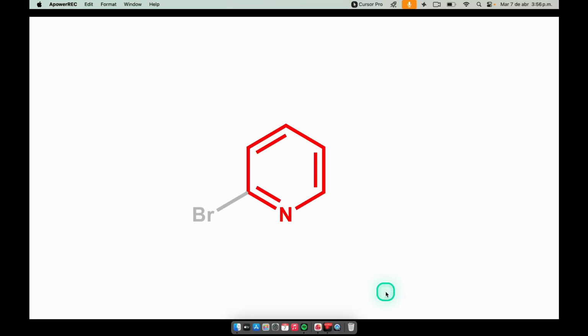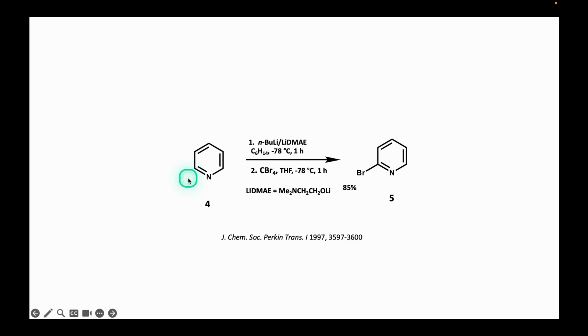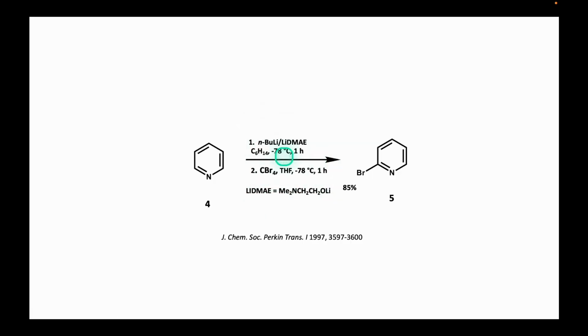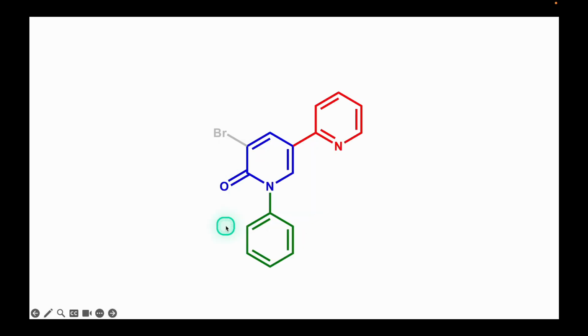Preparation of 2-bromopyridine. Regioselective metallation of pyridine utilizing the complex formed with N-butyllithium, and then, through a subsequent reaction with tetrabromomethane, ultimately yields 2-bromopyridine 5. Preparation of the dye-substituted bromopyridone intermediate.